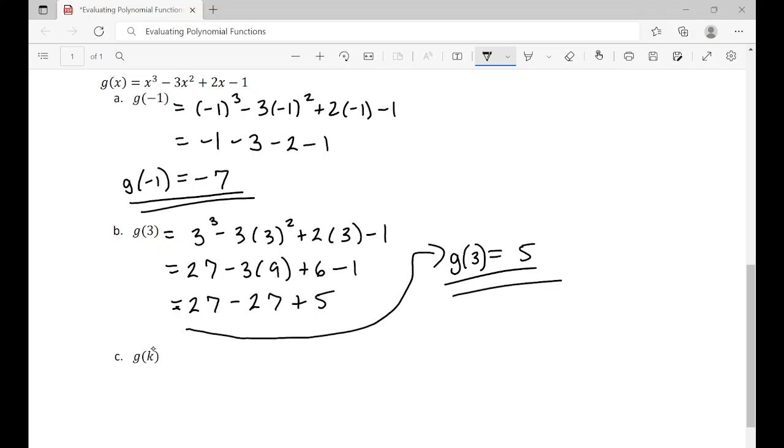Now what about if we have a letter inside? We've done numbers before. What if it's something different? Just follow the exact same rules. What's inside the parentheses? This case is a k. So we replace all the x's with what's inside the parentheses. So we're going to get k cubed minus 3k squared plus 2k minus 1. Can't combine any like terms, and all we did was just switch the letters. That's all it's asking for. So here is our answer for this one.